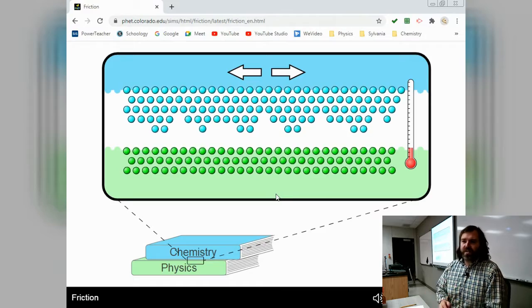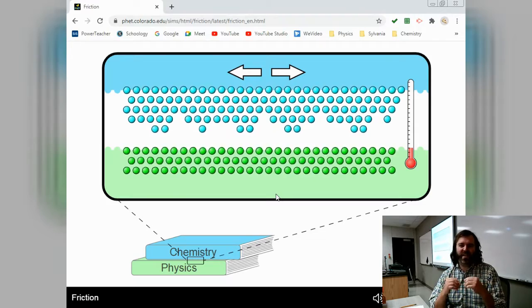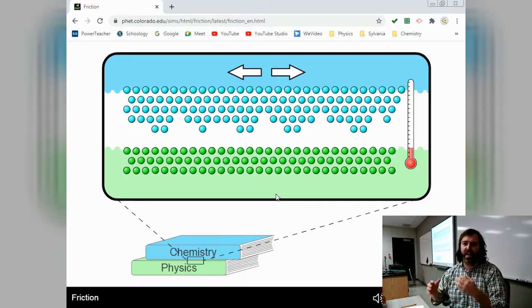Okay, friction is always caused by interactions between two different objects that are rubbing against each other. Here I've got a chemistry book and a physics book that are going to move against each other. And you can see that there are small bumps, hills, and valleys on the surface of the material. Even if a material seems really smooth, there's always some kind of imperfection in the surface. And as they rub past one another, those surfaces can interact.